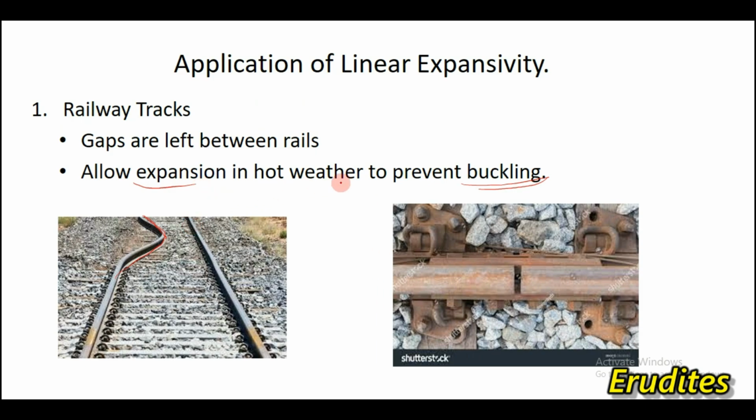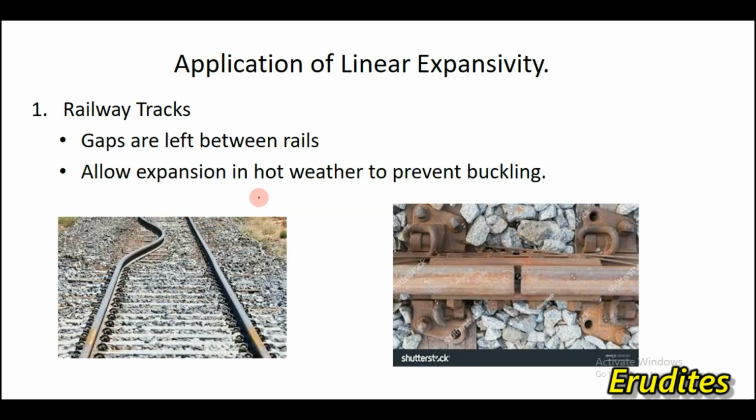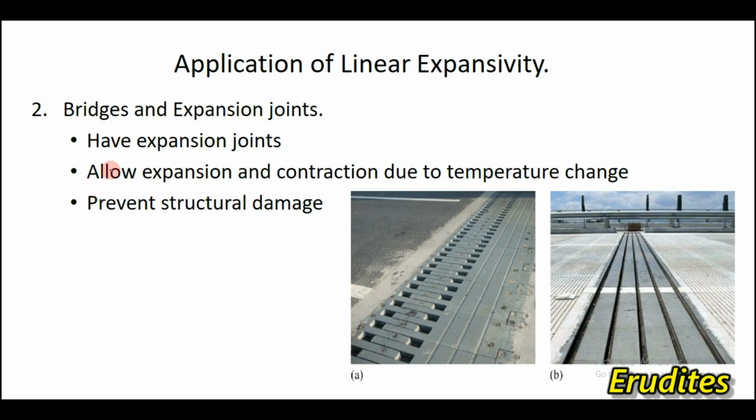So, like I said, when the weather is very hot, this extension gap will accommodate the expansion of the rails. But in a situation whereby it is not in place, buckling will result. That is the bending of the rails. So let's dash to the next area where linear expansivity applies.